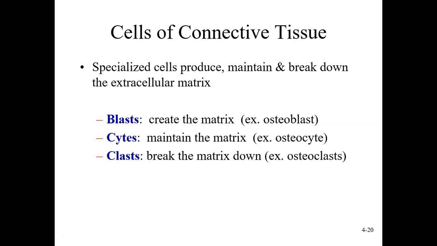An osteocyte, because it has the ending cyte, is a bone cell that's basically there to support the tissue and maintain the matrix. In other words, it can produce some of the extracellular matrix, but it doesn't do that in a large amount. It can maintain the matrix. That's its main function. And then a clast is a cell that has the ability to actually break down or dissolve the matrix. And so an osteoclast would be a bone cell that actually breaks down the extracellular matrix inside a bone.